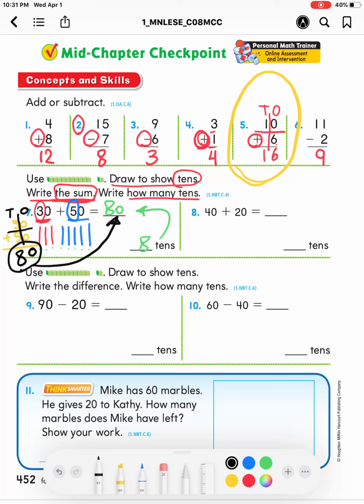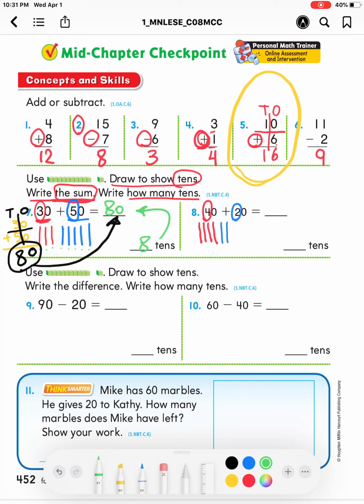Now, let's move to the next question. We have here 40 plus 20. Let's draw 40. 40 here we have how many tens? Good job, 4 tens. So we will draw 4 tens. 1, 2, 3, and 4. And here, how many tens do we have? We have 2 tens. So let's draw it. 1, 2.